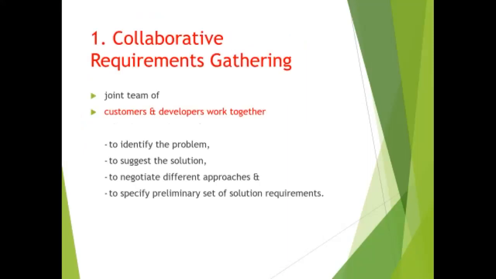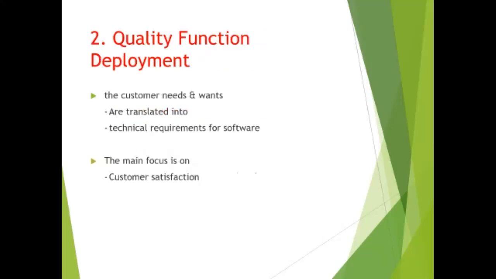In that, the first one is collaborative requirements gathering. In that, we can join a team of customers and developers to work together to identify the problem, to suggest the solution, to negotiate different approaches, and to specify a preliminary set of solution requirements. This is first. In the second, quality function deployment.